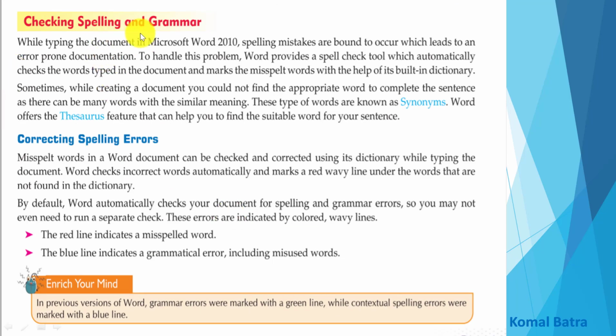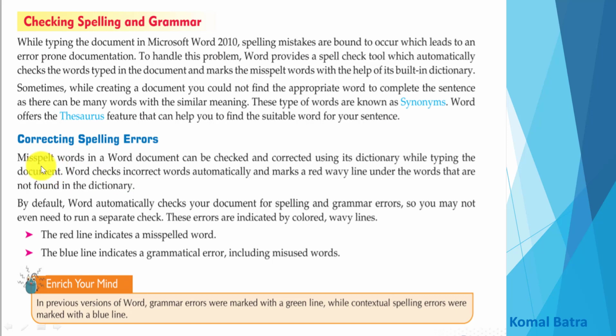Checking spelling and grammar. When you type something in a document in MS Word, spelling mistakes are bound to occur, which leads to error-prone documentation. Then how to handle this problem? In MS Word, there is an inbuilt facility for correcting spelling errors. Misspelled words in MS Word can be checked and corrected using its dictionary while typing the document.